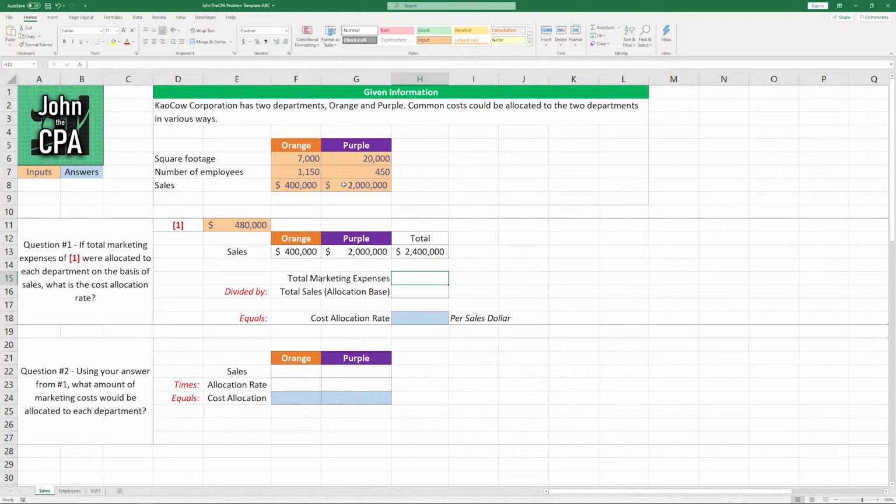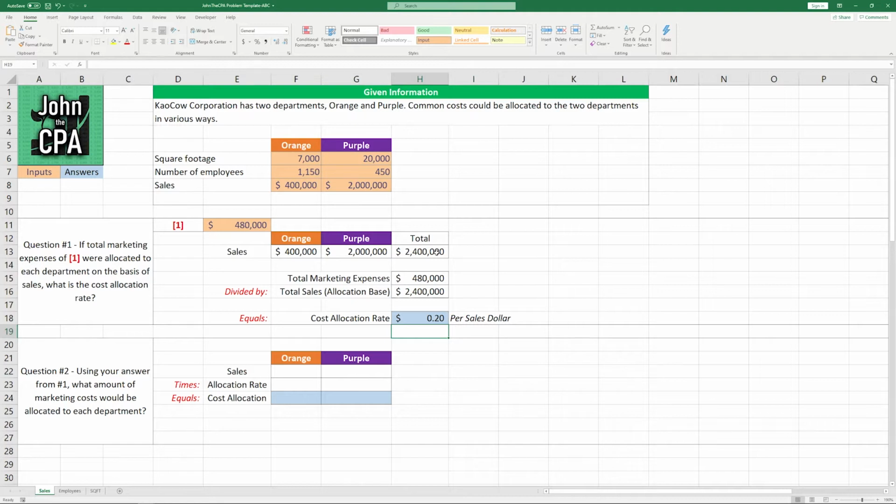We're going to take the total marketing expenses that was given to us of $480,000, and we're going to divide that by the total sales. And then we get a cost allocation rate of 20 cents per sales dollar. Remember, a cost allocation rate is always a cost per something, and it can be a cost per cost. It can be cost allocation rate of 20 cents per sales dollar. In the next couple problems, you'll see that it's not always per sales dollar. It can be something else as well. But in this case, our answer is going to be 20 cents per sales dollar.